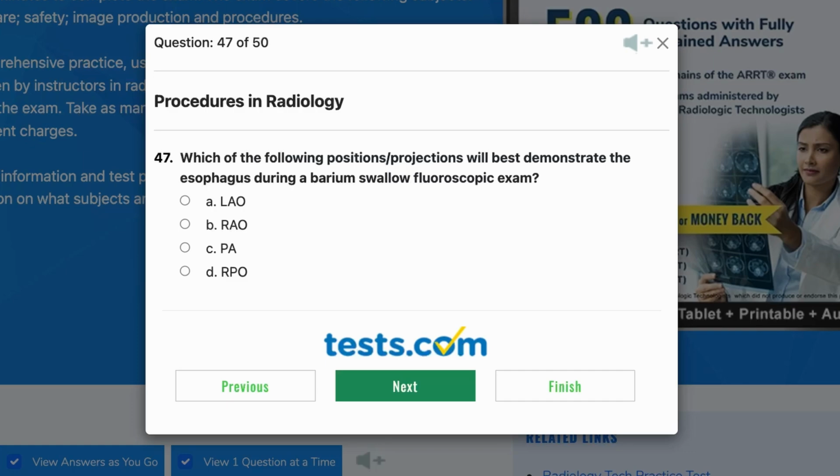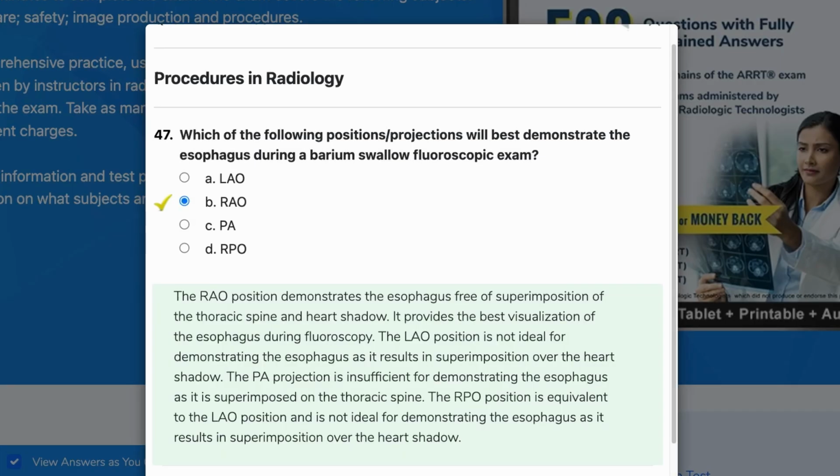Question 47. Which of the following positions and/or projections will best demonstrate the esophagus during a barium swallow fluoroscopic exam? A. LAO. B. RAO. C. PA. D. RPO. B. RAO. The RAO position demonstrates the esophagus free of superimposition of the thoracic spine and heart shadow. It provides the best visualization of the esophagus during fluoroscopy.